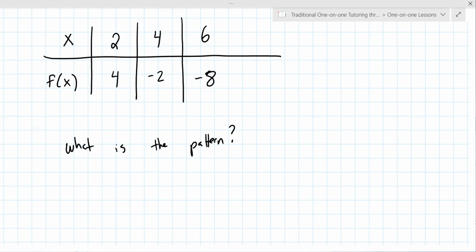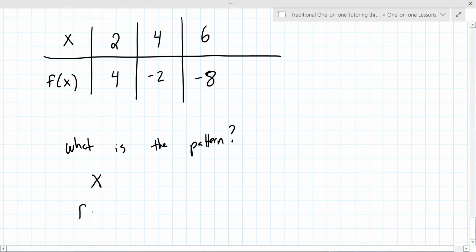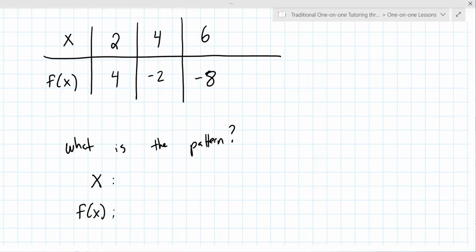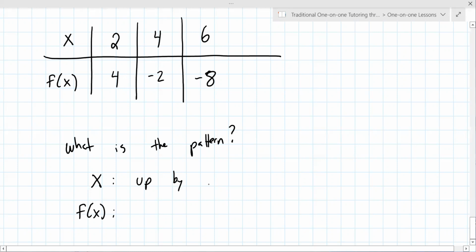What is the pattern? What's going on with x and what's going on with f of x? For 2, 4, 6, they just add up by 2, and for the f of x, they subtract, they divide by. No division. It's either adding or subtracting. Okay. X is up by 2 and f of x is down by 2.